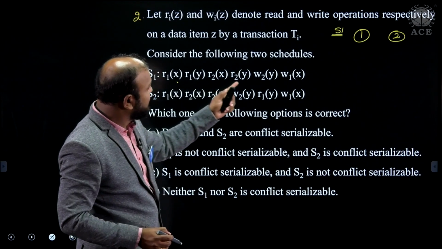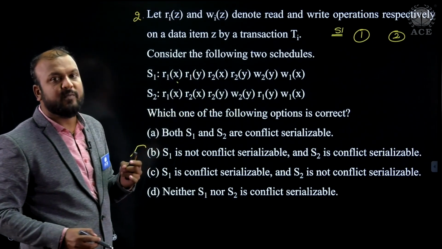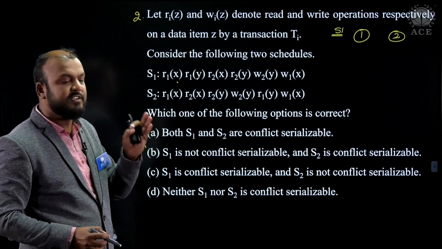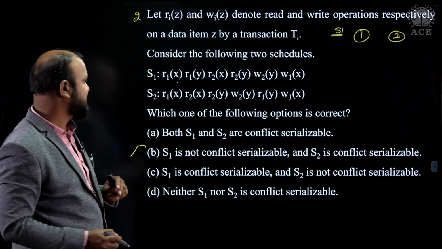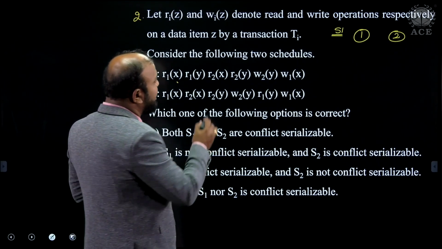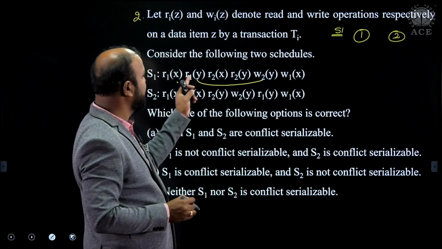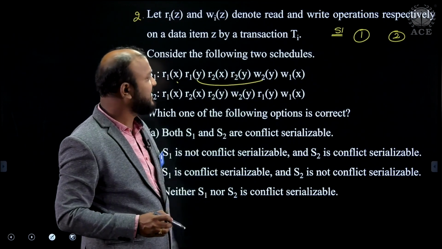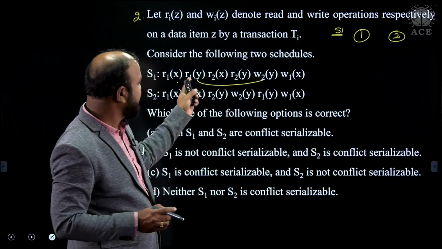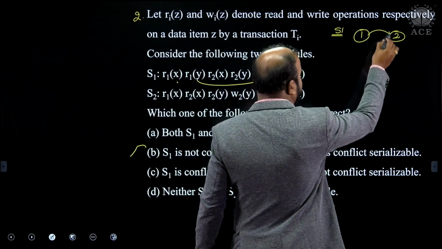R1X is not conflicting with any operations. What were the conflict operations? Read write, write read, write write of the same data item by different transactions. Read 1Y conflicts with write 2Y, because these are on the same data by different transactions. This conflict is a read write conflict, and the conflict is from T1 to T2. So, you draw an edge from 1 to 2.